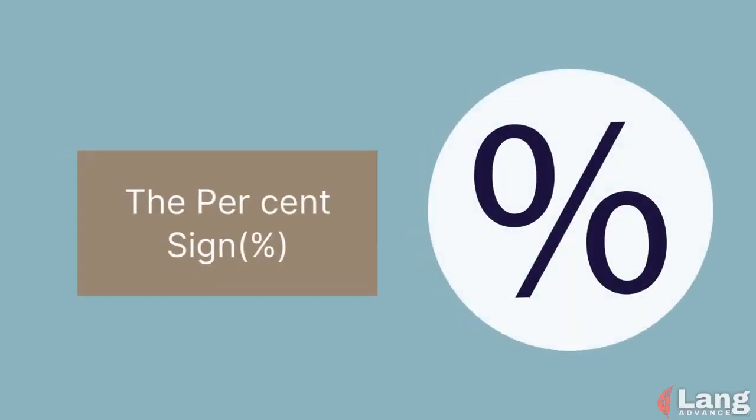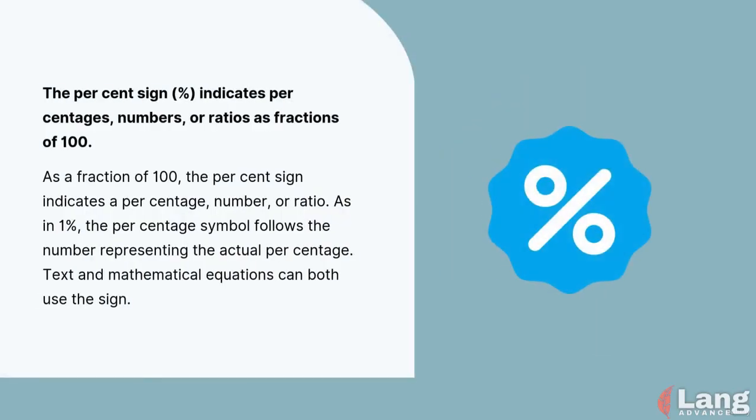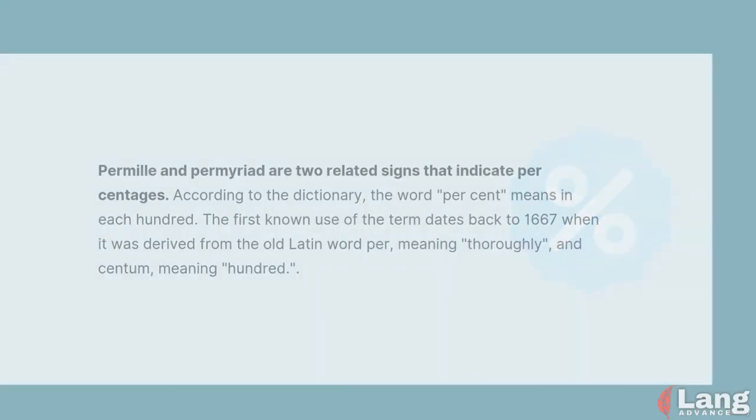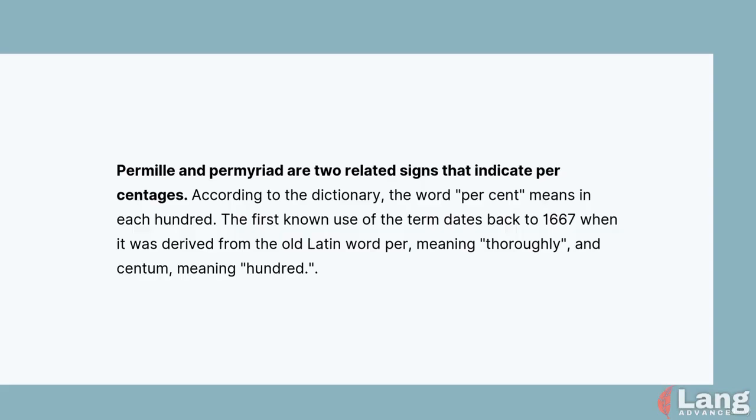The percent sign. The percent sign indicates percentages, numbers, or ratios as fractions of 100. As a fraction of 100, the percent sign indicates a percentage, number, or ratio. As in 1%, the percentage symbol follows the number representing the actual percentage. Text and mathematical equations can both use the sign. Per mil and per myriad are two related signs that indicate percentages.